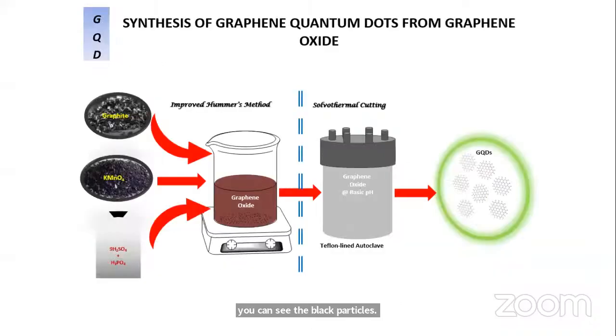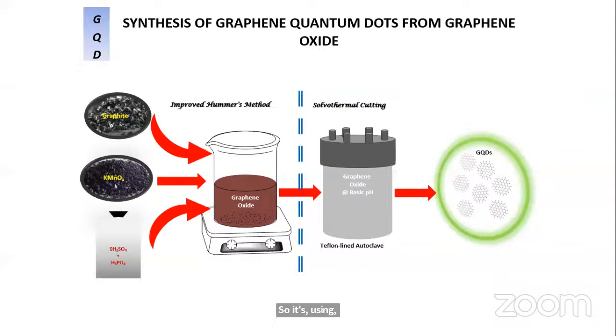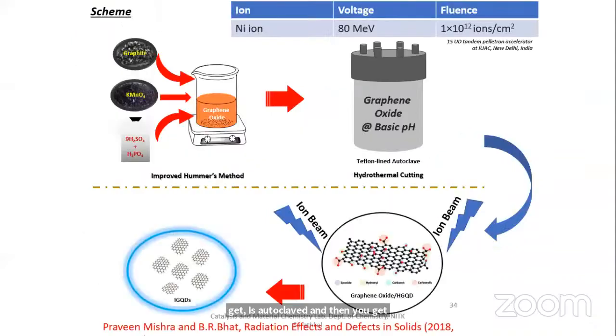So this is the schematic representation for the synthesis of the graphene quantum dots. We take graphite, then KMnO4, then 9:1 sulfuric acid and phosphoric acid. So it's using the improved Hummers method. Then it is autoclaved, and then you get the graphene quantum dots.